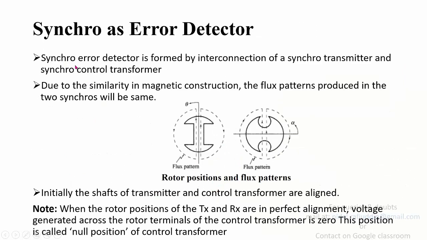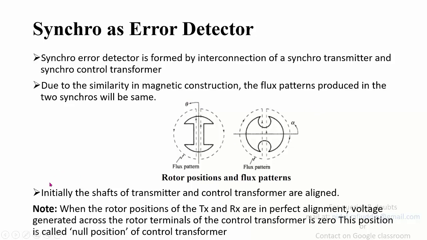The synchro error detector, which is nothing but the combination of transmitter and receiver, is formed by interconnection of the synchro transmitter and the control transformer. Due to the similarity in magnetic construction, the flux pattern produced in the two synchros will be the same. So this is the flux pattern that exists. If you change the orientation of one flux pattern, the other will change automatically.